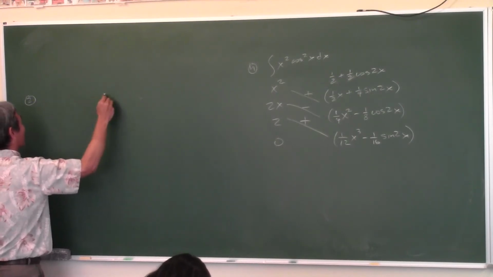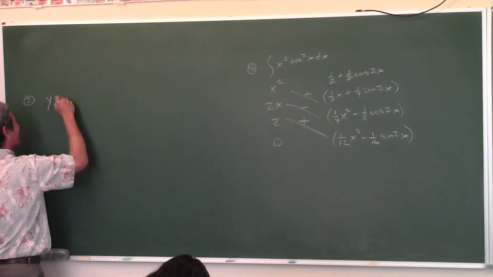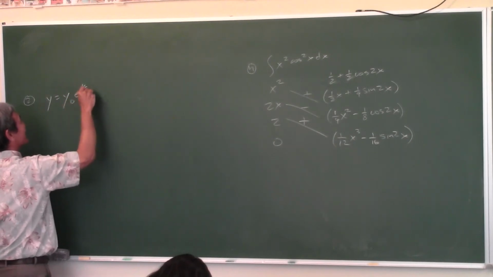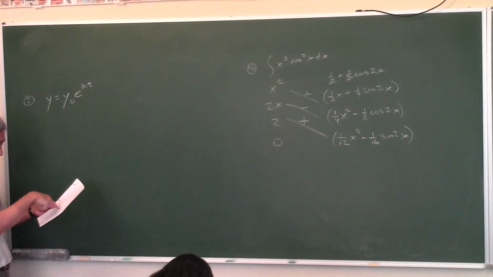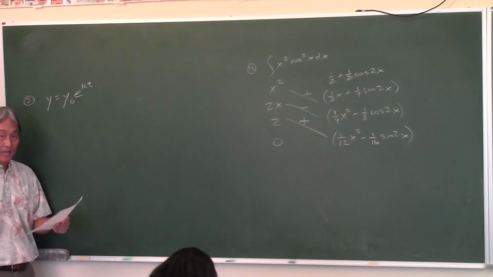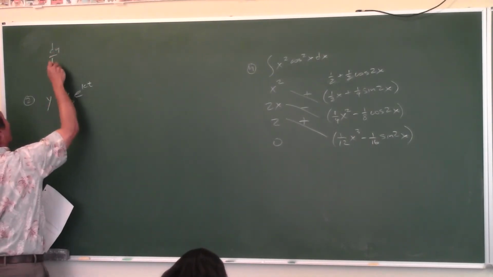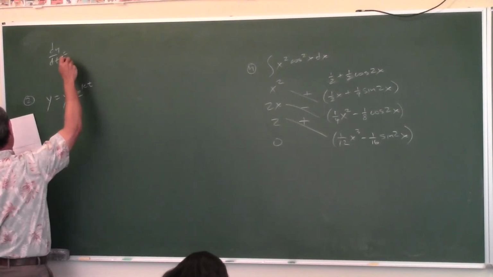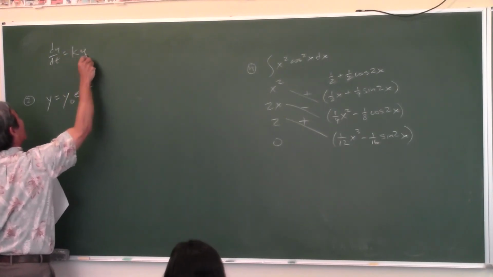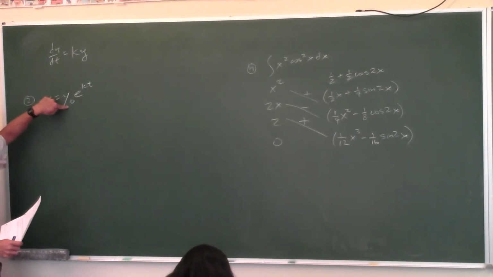Skip to the next problem. y equals y naught e to the kt. That's the solution to this differential equation. You got to know that now. Look, the rate at which a population decays is proportional to the amount present. Remember, that's the one you got to memorize.